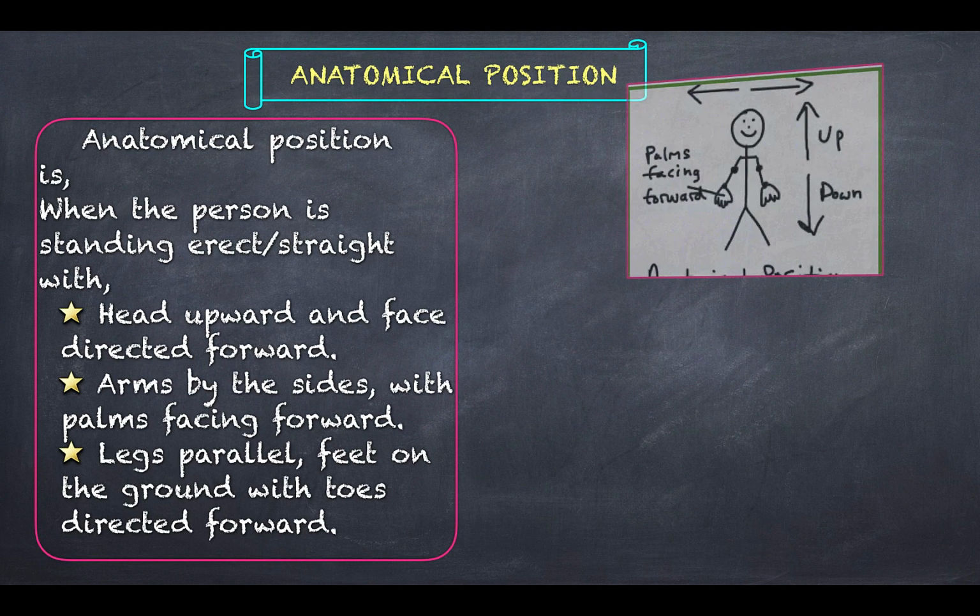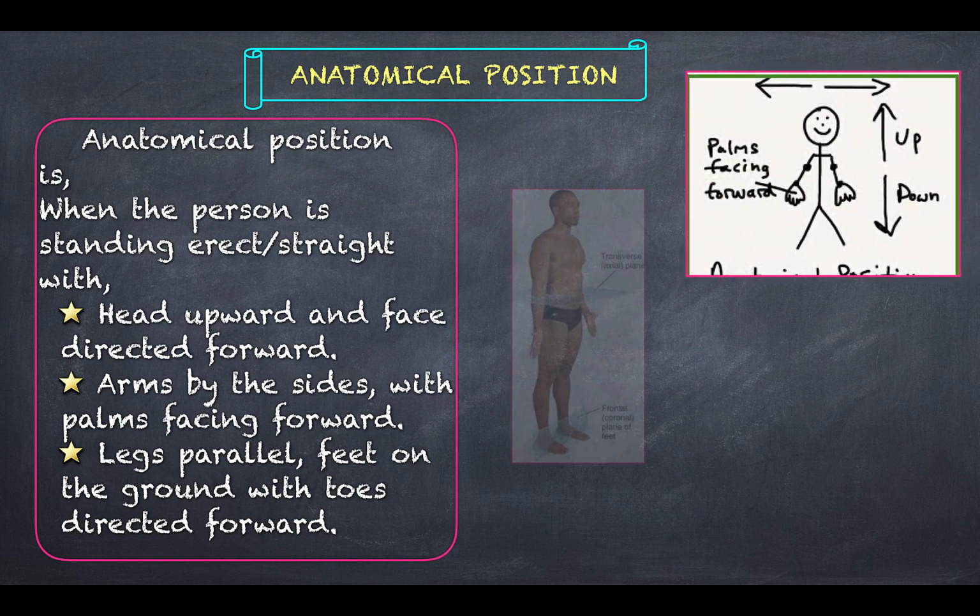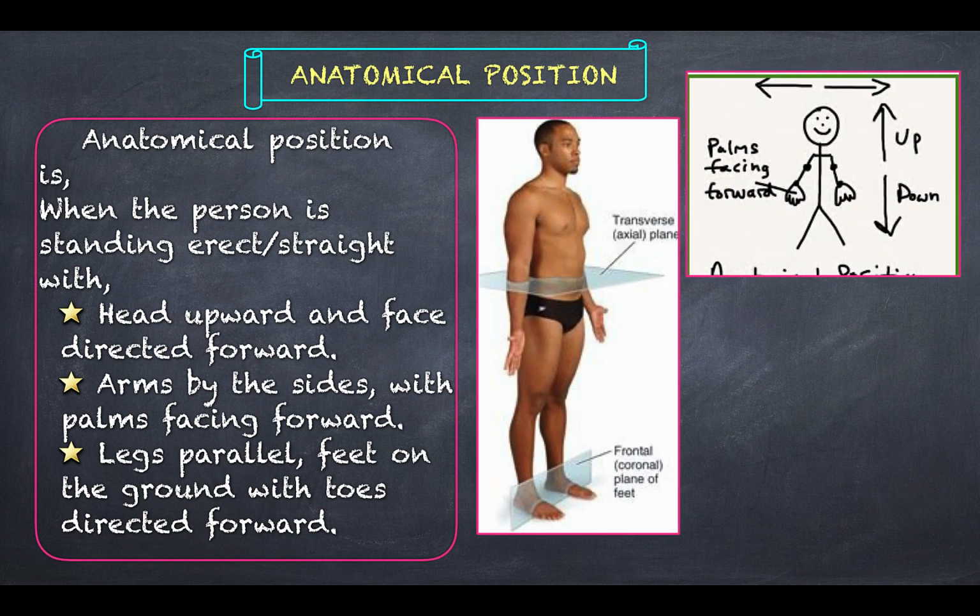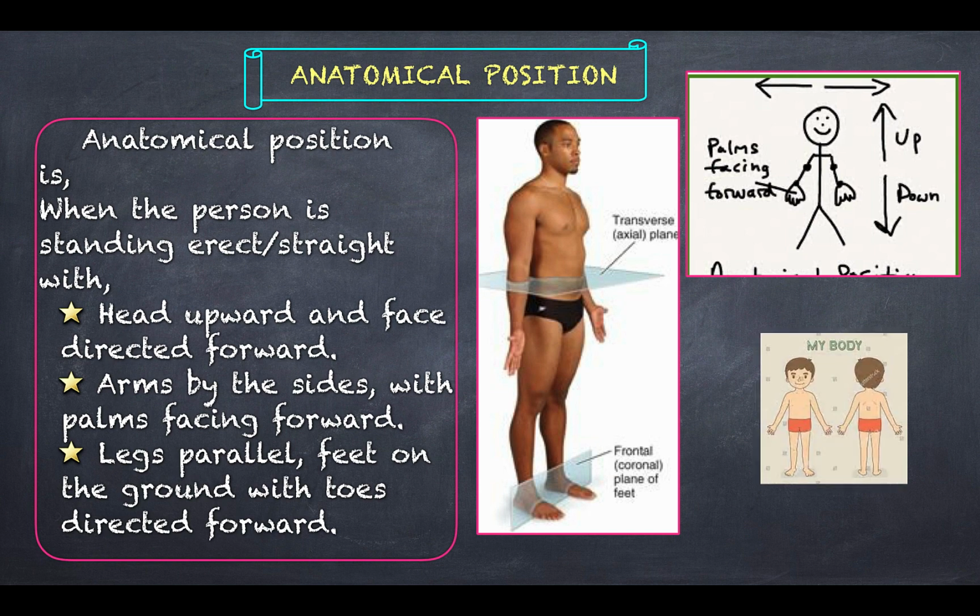The anatomical position is very important to understand because all organs are described in this position. That a person is standing with head upward and face directed forward, arms by the side with palms facing forward, and then the legs parallel, feet with toes directed forward. Now you can look in the baby diagram also, and somebody has done it with a cartoon very nicely, that palms are facing forward. So this you shouldn't forget.